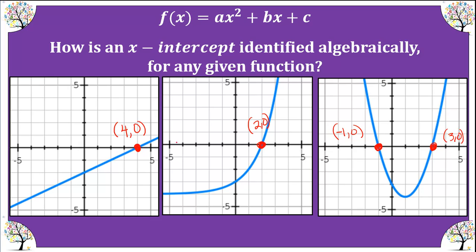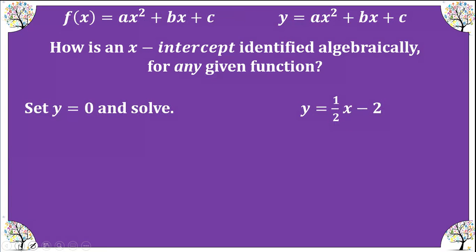What do you notice about all of these ordered pairs? Exactly. So our x-intercept, as we have learned in the past, is when the y value is 0, or sometimes we just use f of x. So the x-intercept or intercepts is when your output is 0, when y or f of x is 0.